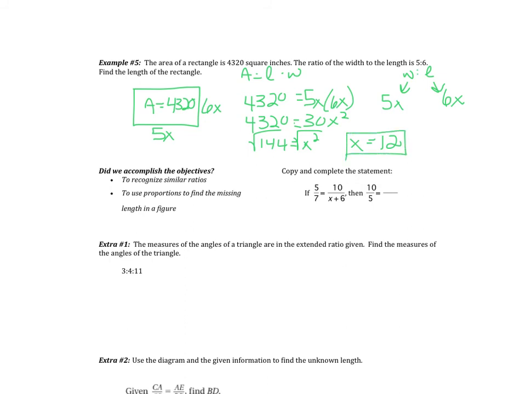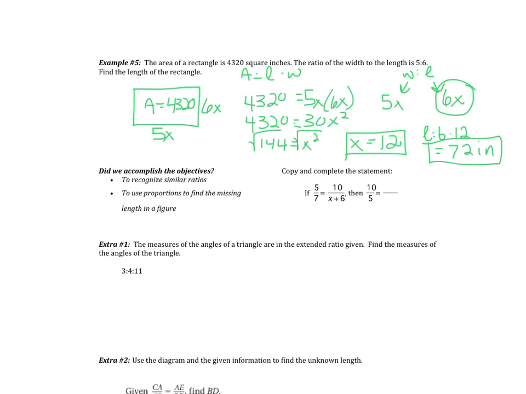They want me to find the length of the rectangle. So if the length was 6 times x, it's going to be 6 times 12 for the length. And that gives me a value of 72, and it's inches. I don't know if in example 4 I put units, but make sure you put units. If it's just a length or width, it's just inches or feet or whatever it is.